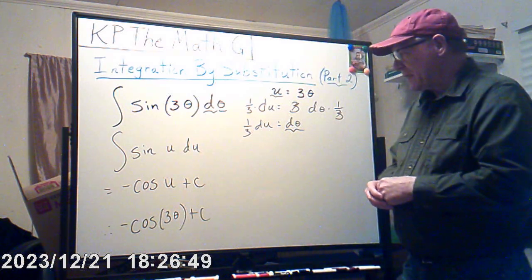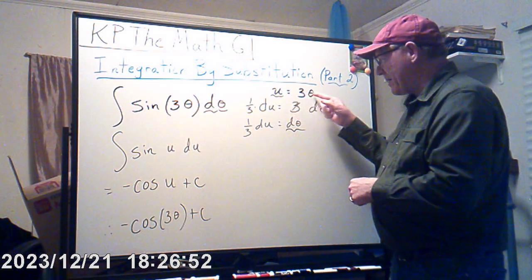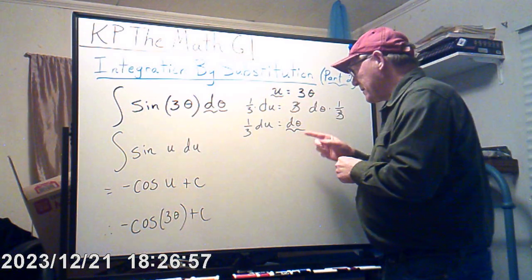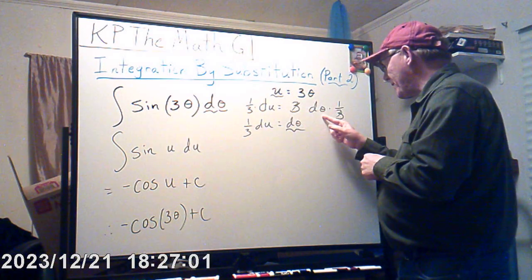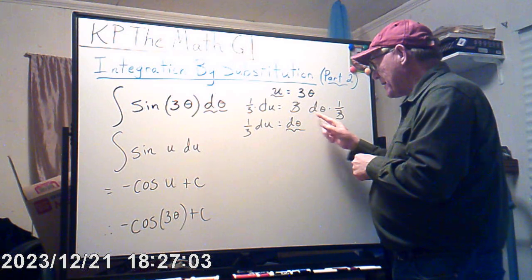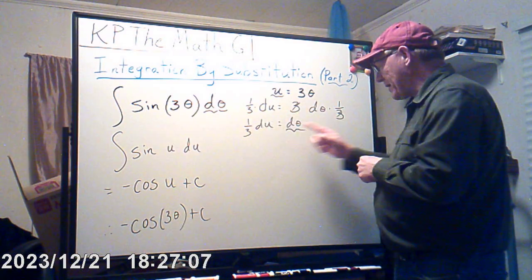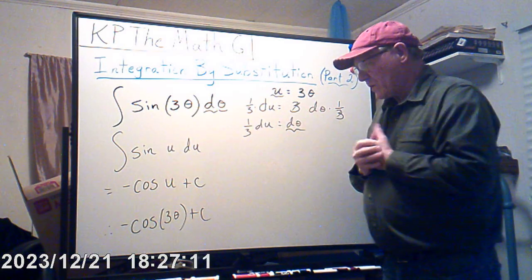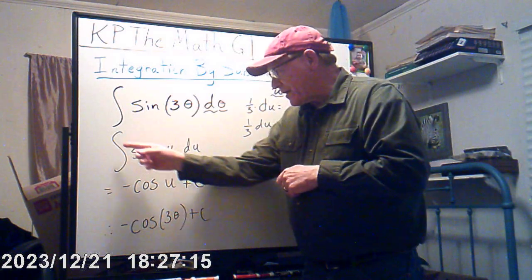But where's the error? Notice I let u be 3 theta. That's okay, right? du was 3 d theta, okay? And then I multiplied both sides by 1/3 and got 1/3 du is equal to d theta. Great. But look at my final answer. Look what I did when I integrated.